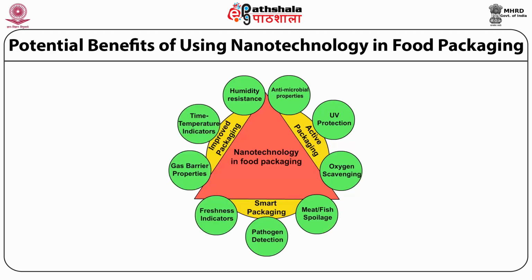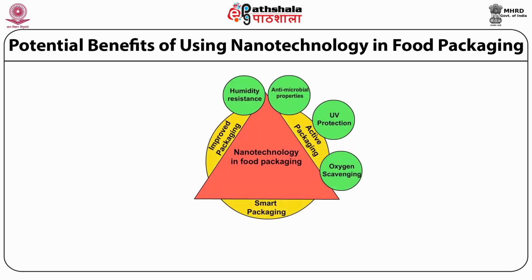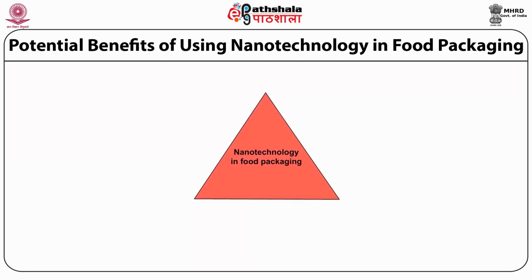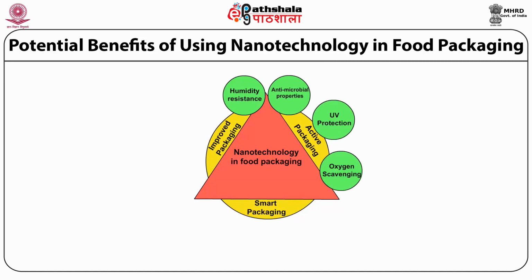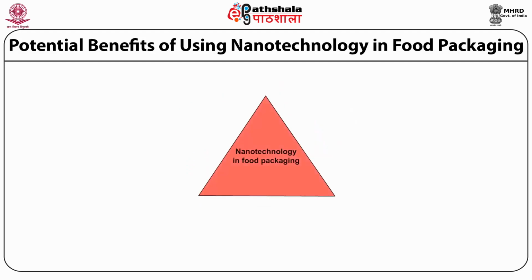It spans antimicrobial properties, UV protection properties, oxygen scavenging, meat or fish spoilage prevention, pathogen detection, freshness indicators, gas barrier properties, and time temperature indicators. When we talk about oxygen scavenging, it is important to note that we are not merely talking about a barrier to oxygen transfer, but also making films which scavenge reactive oxygen species. By using these nanoparticle-enabled carrier formulations within the food packages, we are able to enhance the shelf life of foods, thereby adding value to the food sector.